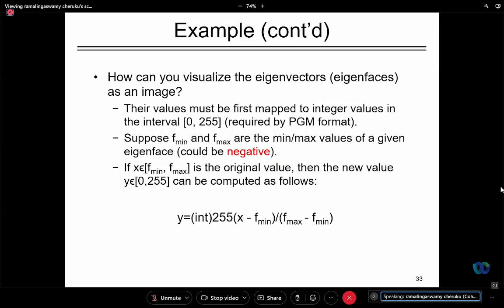So f min and f max are the minimum and maximum values of the given eigenface, and that could be negative also. f max is the maximum value and f min is the minimum value of your eigenface. If x belongs to the range f min to f max and is the original value, then the new value y, belonging to 0 to 255, can be computed as follows. This is a kind of normalization process, so we are reducing the space.